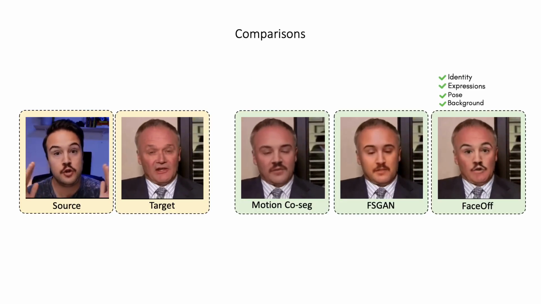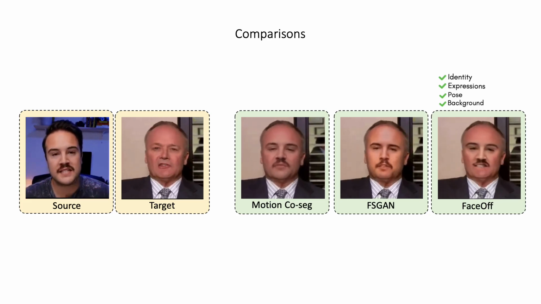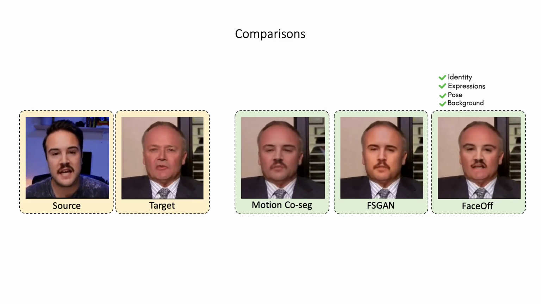Now we show comparisons with the state-of-the-art face swapping models. As can be seen, FaceOff swaps the identity better than the other two models. It also perfectly swaps the source expressions. Whereas, the other models do not swap any expressions, target or source, exactly.